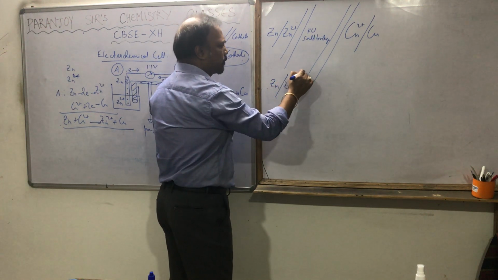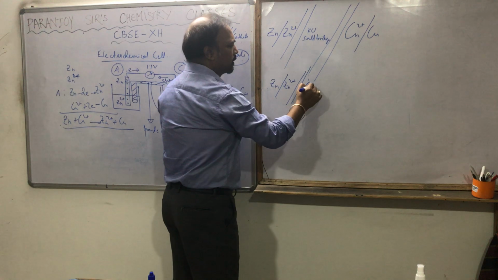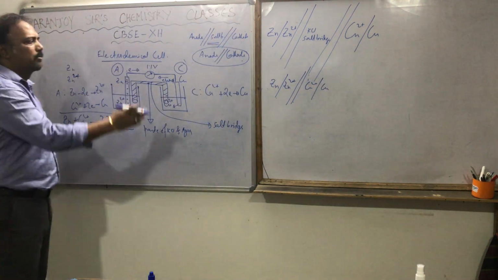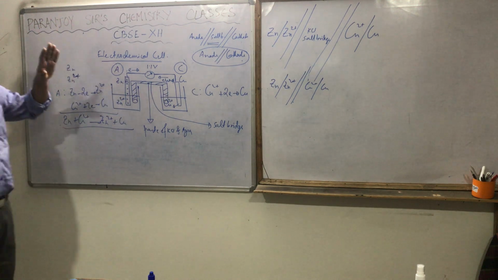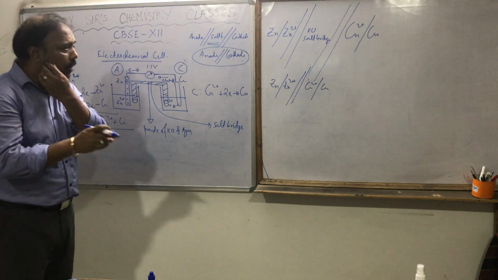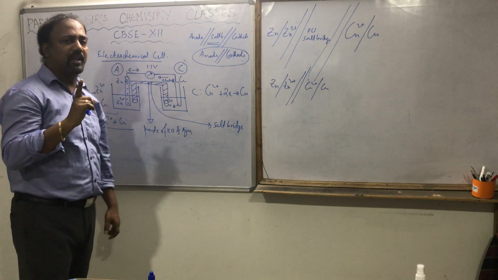Zn | Zn2+ || Cu2+ | Cu. If you represent it like this also, it is accepted. But you must know the actual way of representing it if the salt bridge is present. Now, I'll tell one more thing and then end today's session.